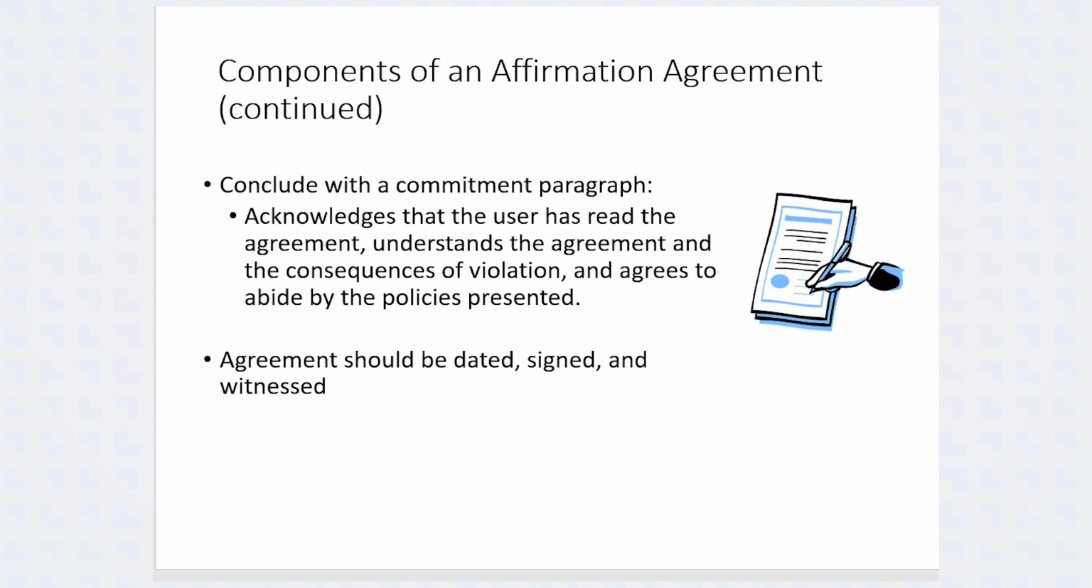You generally want to conclude with something relatively positive, saying that the user has read the agreement, they understand the agreement, they understand the consequences of violation, and they agree to abide by the policies presented. You've got to make sure the person really understands that clause. Then you've got to sign and date it and then file it.